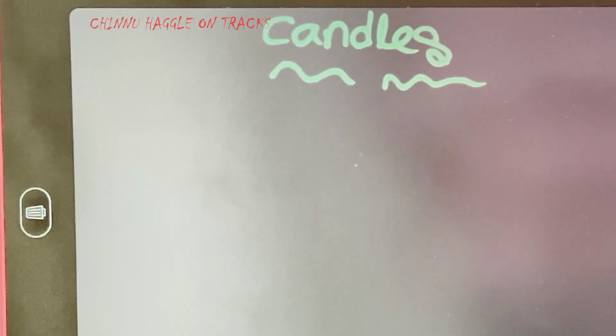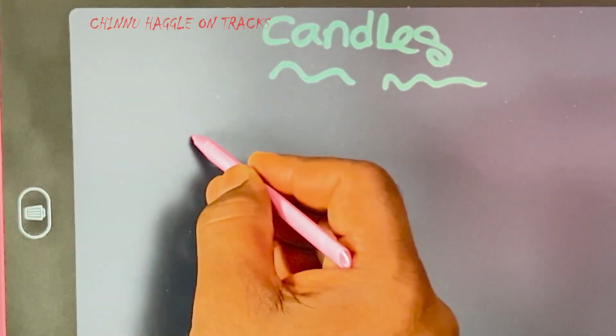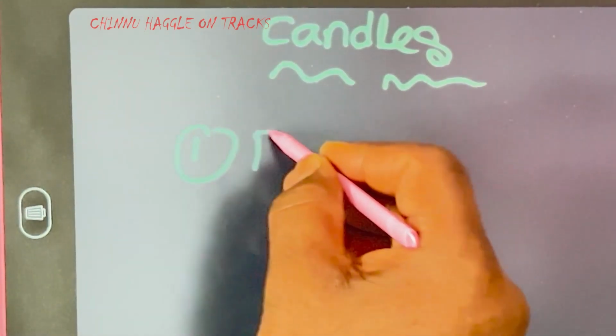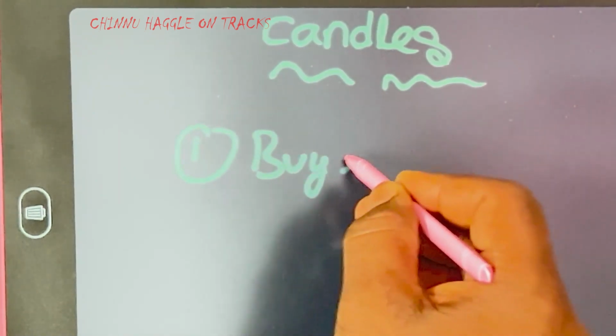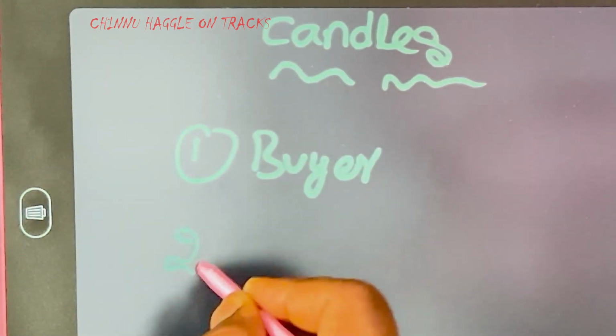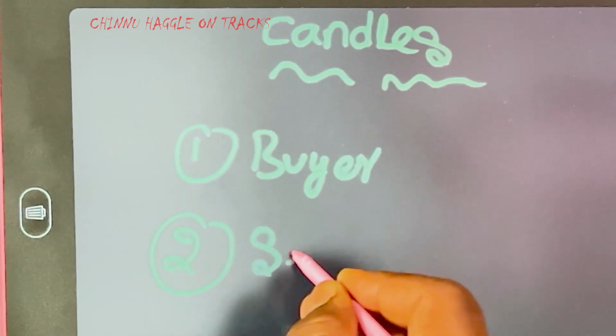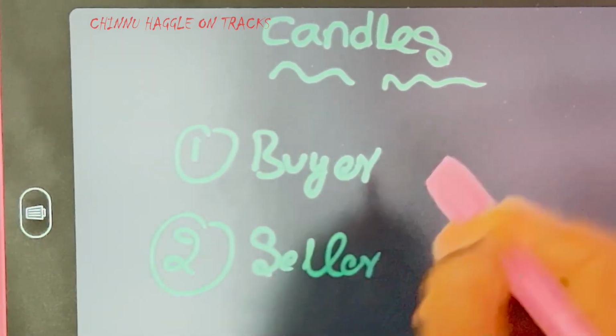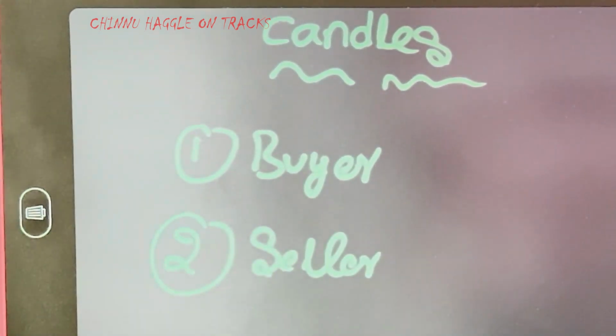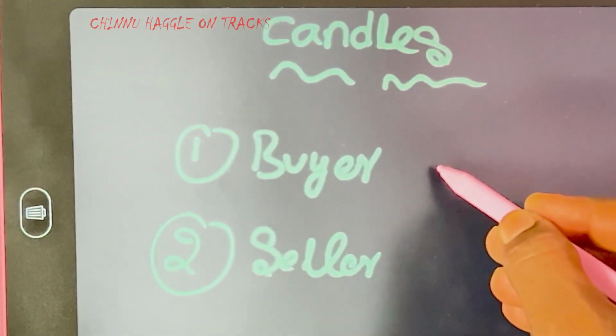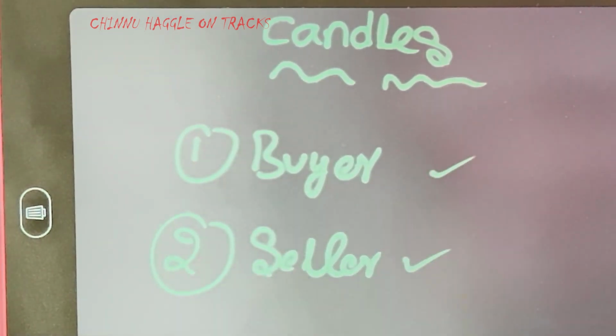To understand these kinds of candles in the market, you need to know the potential characters in the market. Those are one, the buyer, and the second one is the seller. Just think, these are the only characters we have in our trade market. Whenever you want to trade in the market, you need to understand the buyers and the sellers.